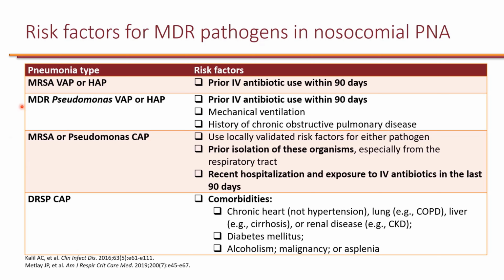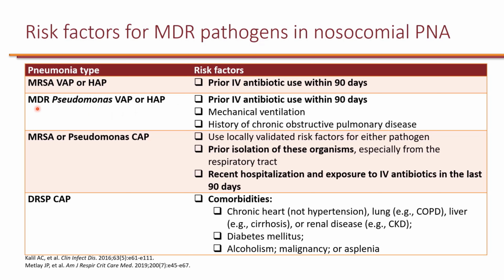Now, here is information from two different guidelines. The first guideline is the HAP and VAP guideline. So here they have identified risk factors for MRSA in HAP and VAP, as well as risk factors for multi-drug resistant Pseudomonas in HAP and VAP. So the common risk factor for these two is that if a patient has received IV antibiotics in the previous 90 days, that is a risk factor for selection for MRSA, as well as selection for multi-drug resistant Pseudomonas. If someone has these risk factors, they should be covered for MRSA and for multi-drug resistant Pseudomonas.